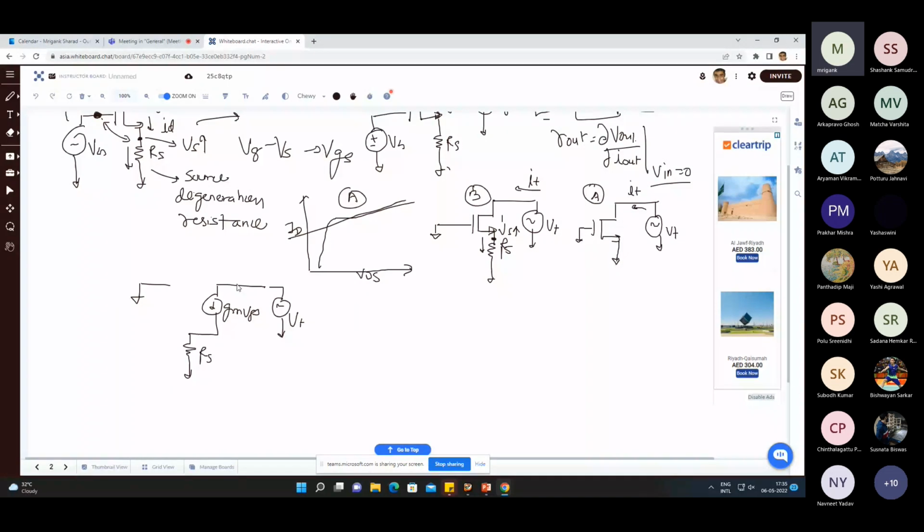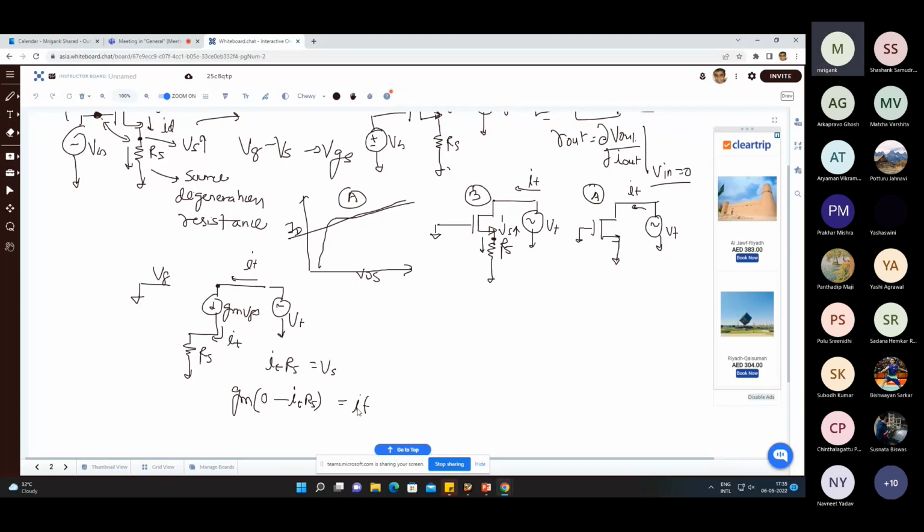Whatever VT you are applying, that is basically what is happening. The gate voltage VG is anyway 0, and if I assume that there is some IT over here, the same IT should appear in the source also, and therefore we will get IT into RS. IT into RS is your VS. This will become your VS, and therefore the current over here, what will it be? GM VGS, which is basically 0 minus IT into RS. So GM VGS is this current, and this is actually equal to IT.